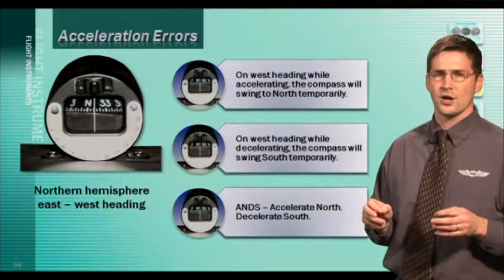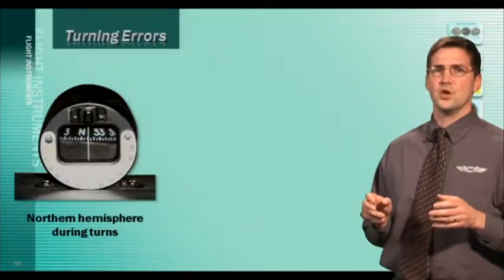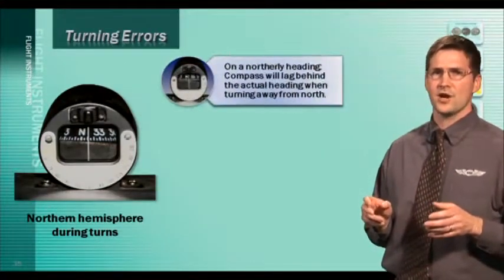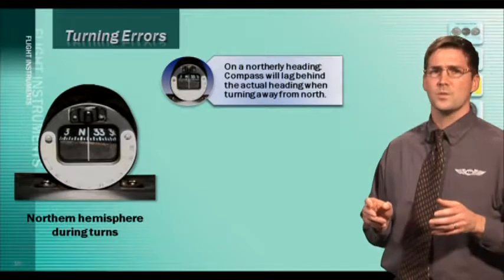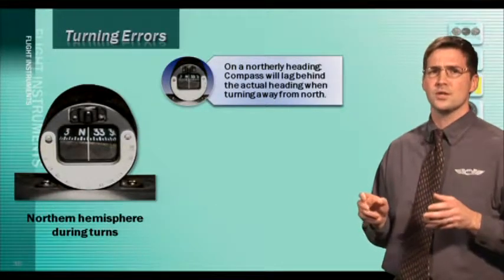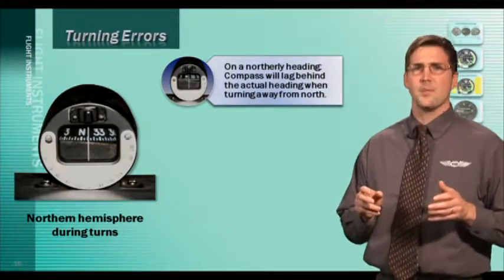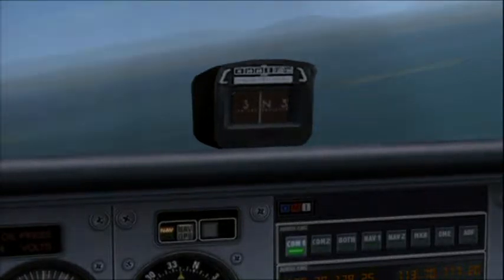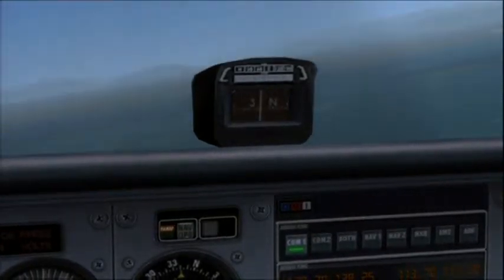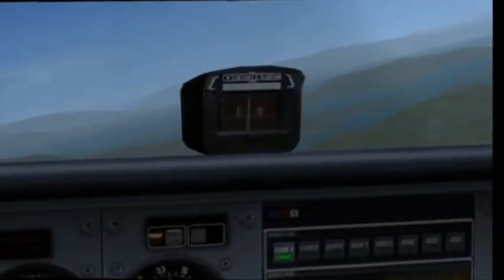Another compass error occurs during turns. The northerly turning error is based on the aircraft heading north. The compass will want to remain pointing north towards the North Pole when turning away from a northerly heading. The compass will lag or possibly even indicate a turn in the opposite direction during the first part of the turn. When you reach an east or west heading, it catches up and reads correctly.